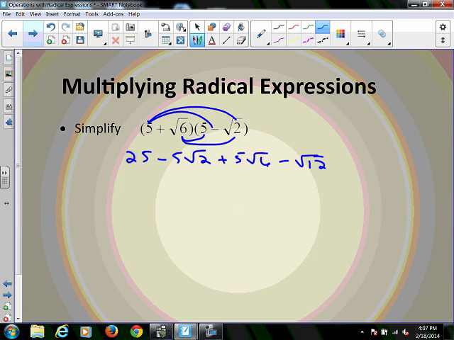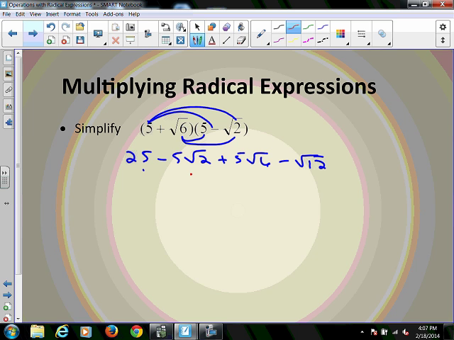Now we need to look and see if we have any indexes and radicands the same. Well, we have the indexes being the same, but the radicands aren't. So can we simplify the first term? No, we cannot. Let's look at the second term. Can we simplify the second term? Square root of 2 cannot be simplified.